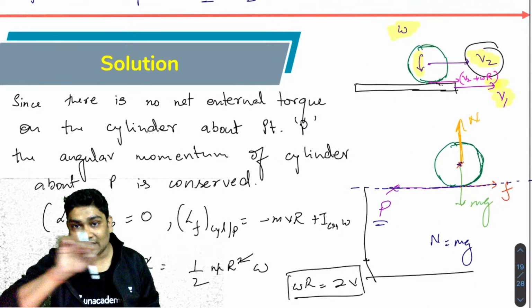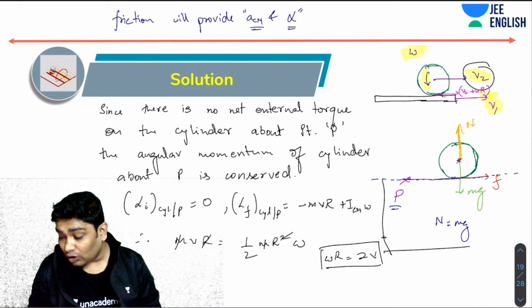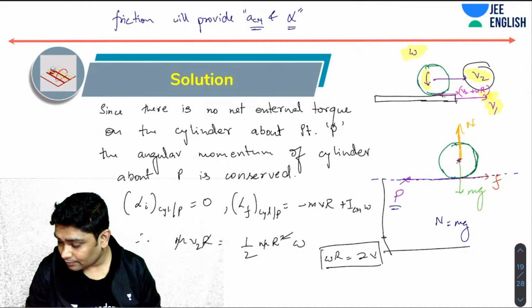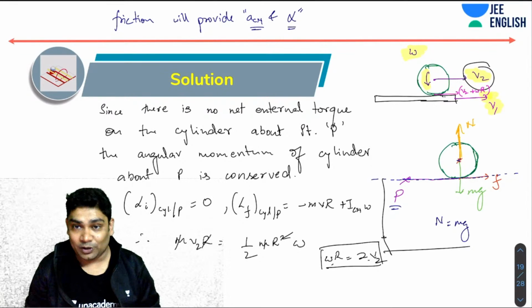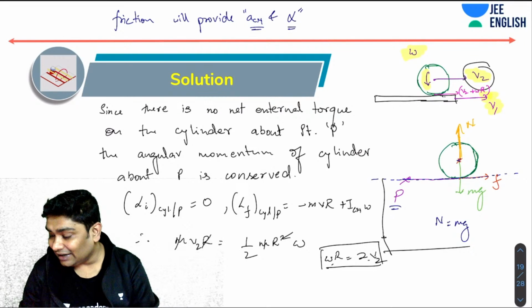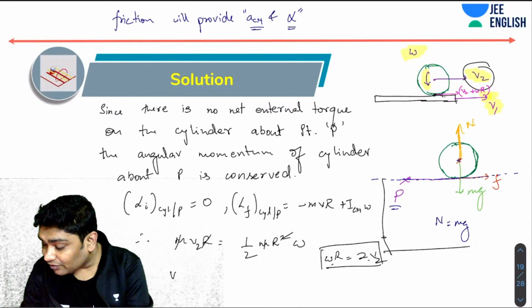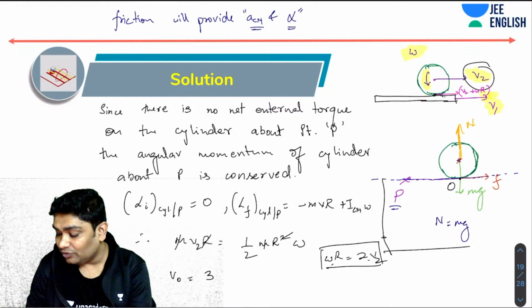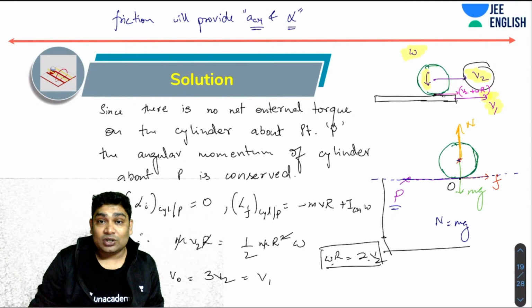Because the CM is going forward with V2, and with respect to the CM, this is going forward with omega r, so the ground frame velocity would be this. Since omega r is equal to 2v2, can I say that the velocity of the bottommost point, which we are calling O, would be equal to 3v2, which is v1, because there is no slipping.